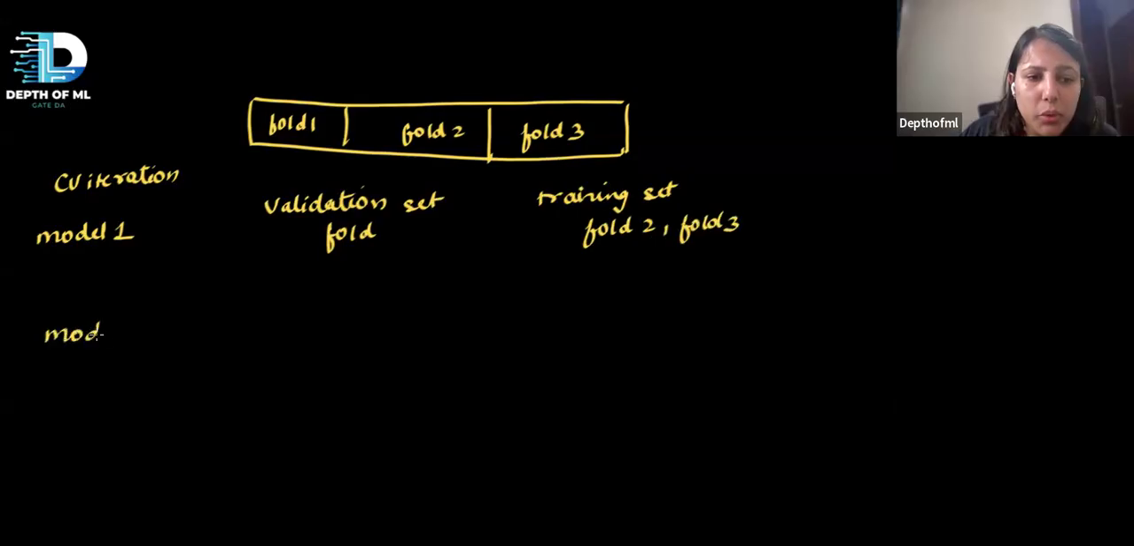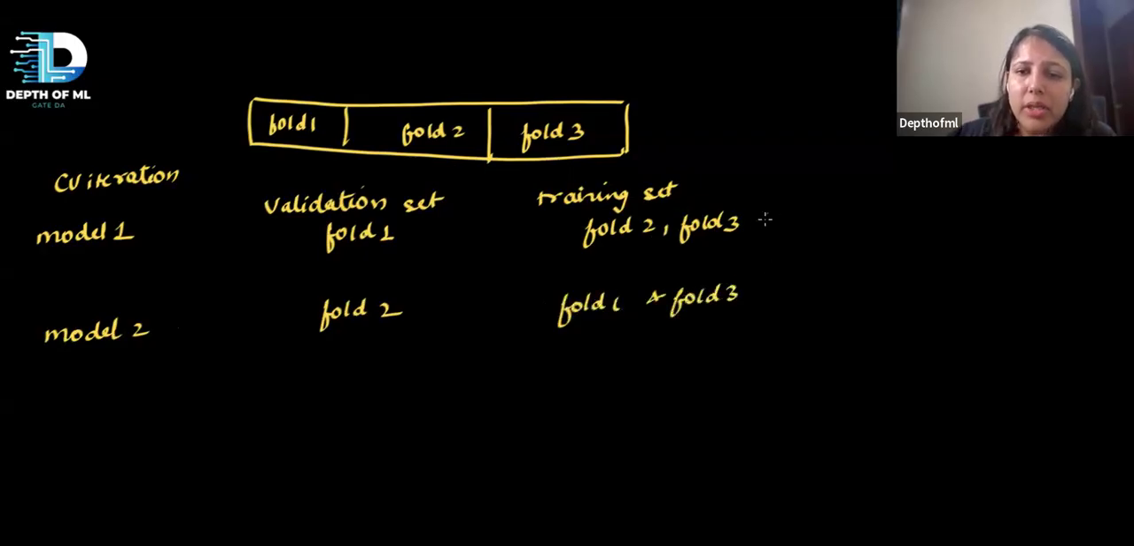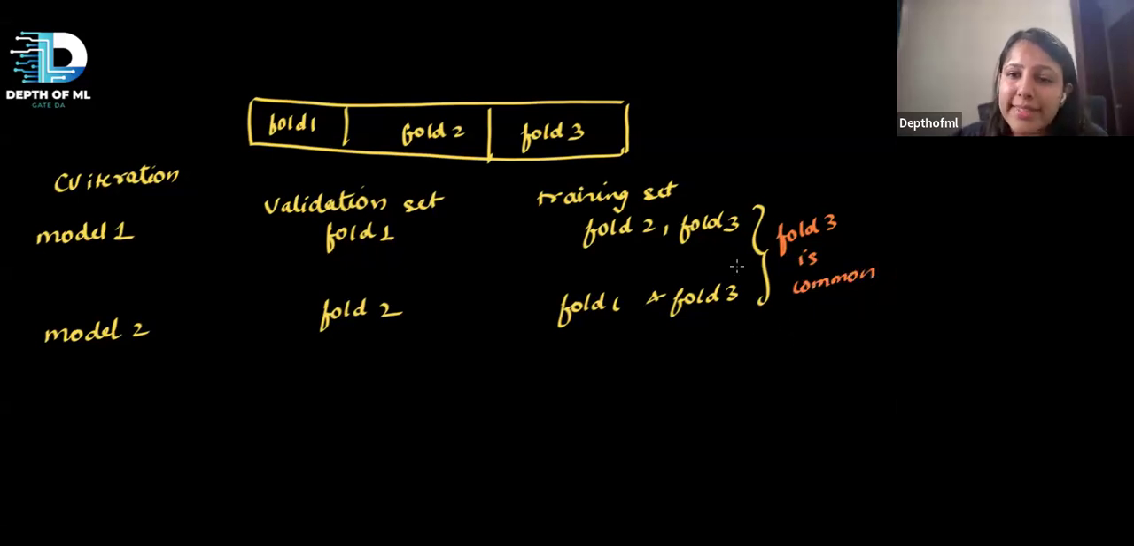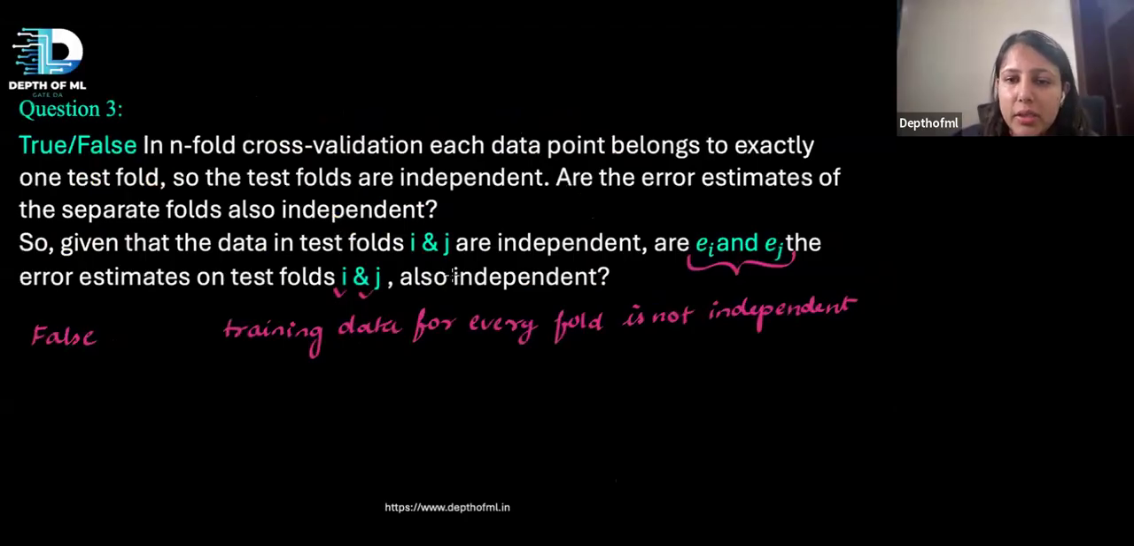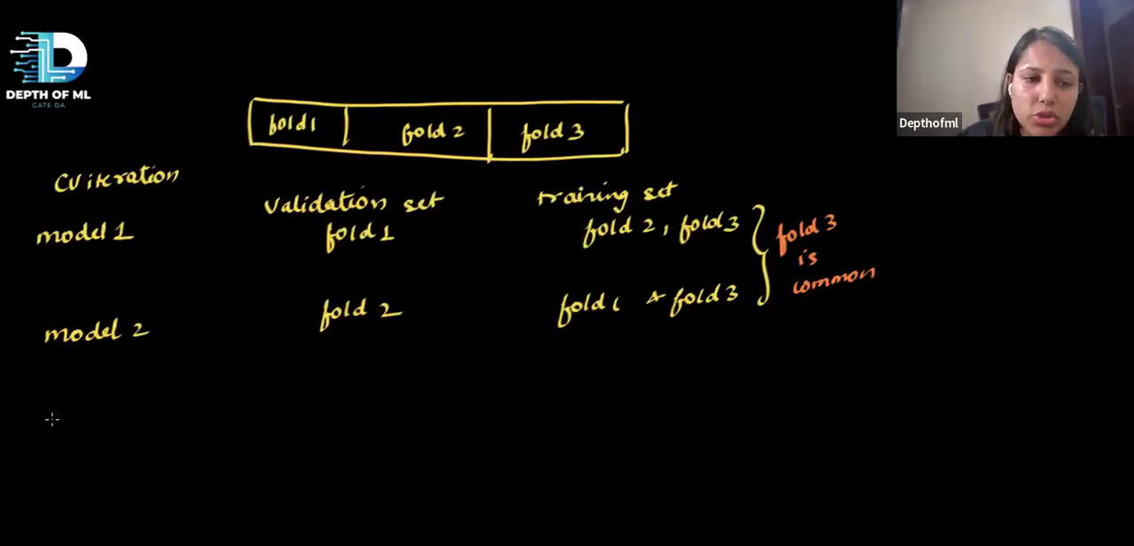Fine. In your model 2 training, which is part of your CV iteration, you have fold 2 in your testing or validation, and you have fold 1 and fold 3. Right? Can you see that fold 3 is common over here? Fold 3 is common. Right? So you're using the same training data in both these model trainings, right? So the estimate that you're getting after training your model is not completely independent, because your training data is not completely independent. We would have said that the test error estimation is completely independent if we had completely different training data, but here you don't have different training data, right? So this is not completely independent.